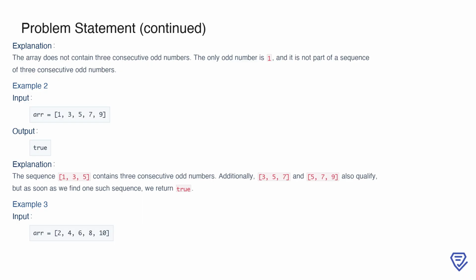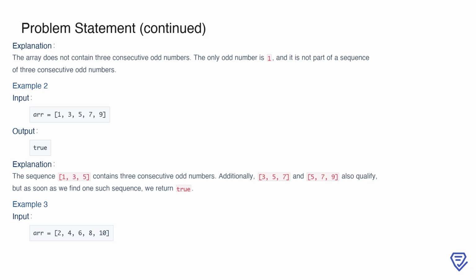Now, in the second example, the input array is 1, 3, 5, 7, 9. The output here is true because the sequence 1, 3, 5 contains 3 consecutive odd numbers. In fact, there are additional sequences such as 3, 5, 7, and 5, 7, 9 that also qualify. However, as soon as we identify one such sequence, we can conclude and return true.